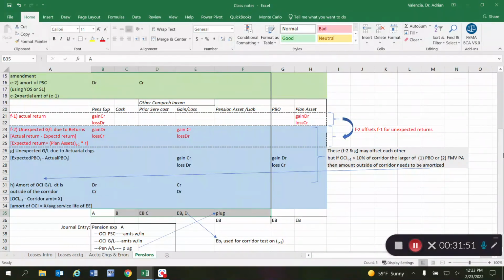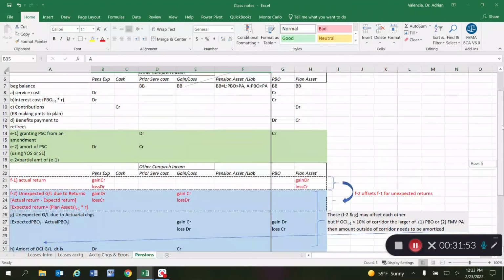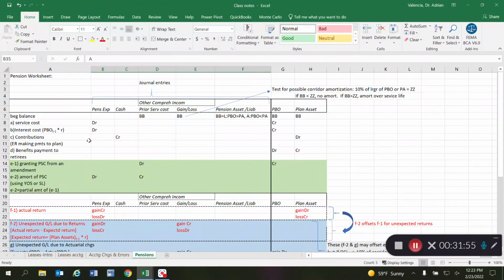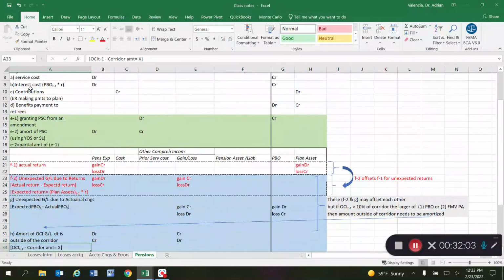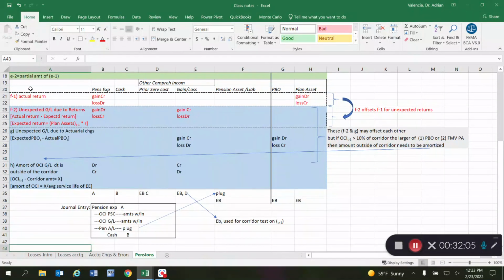All right. So I know this was a long video, and pensions is a very detailed accounting that needs to be done. So hopefully this pension worksheet can help you, and the way I illustrated it can help you understand and make the reading and the homework exercises easier.